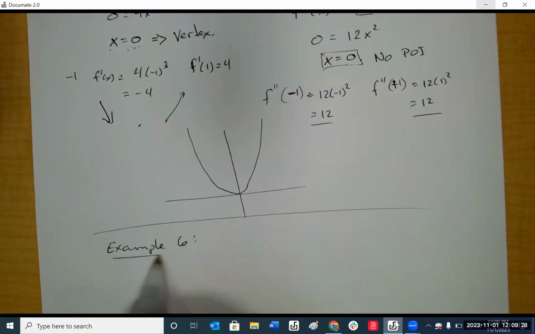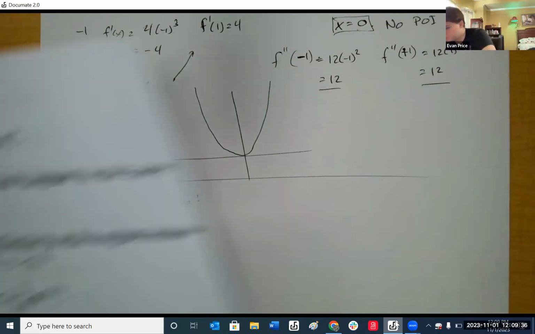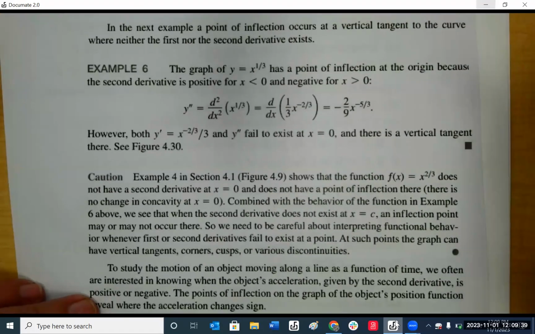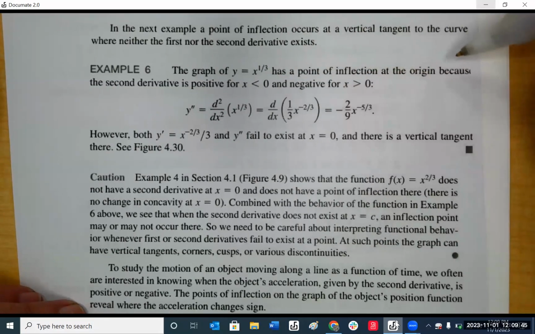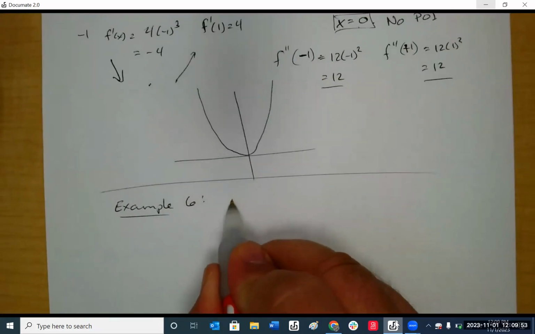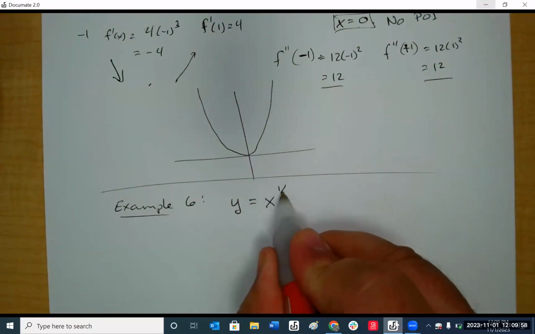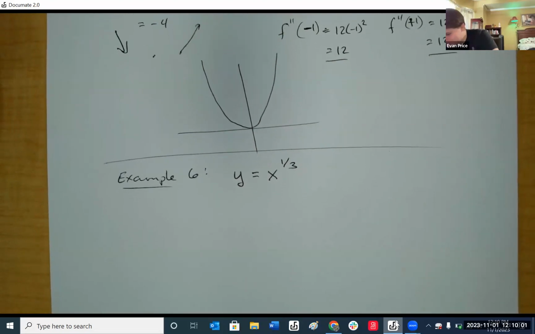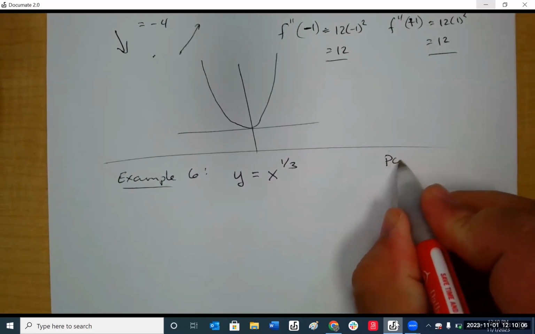Example 6. Everybody finished that? Example 6. Graph of y equals x to the 1/3 has a point of inflection at the origin because the second derivative, blah, blah, blah. Well, let's work it out ourselves. I hate when they do that. That's not an example. That's just explanation. So let's find the point of inflection.